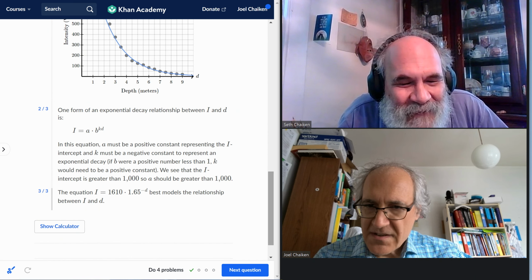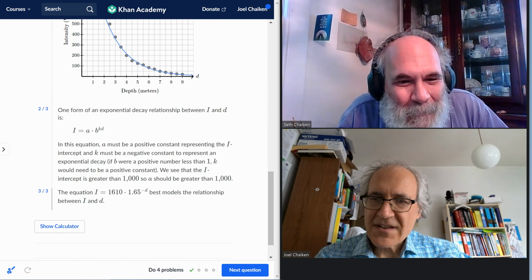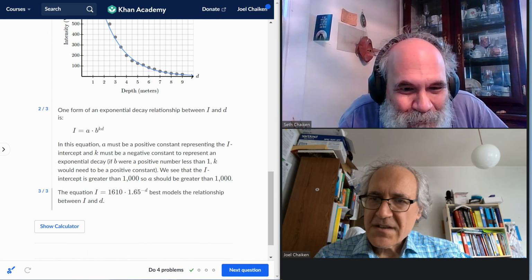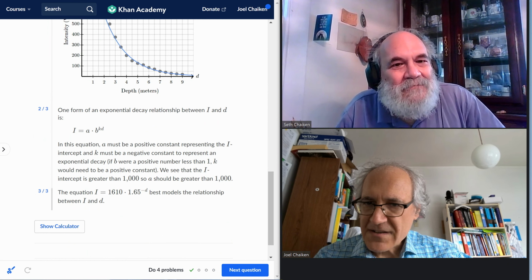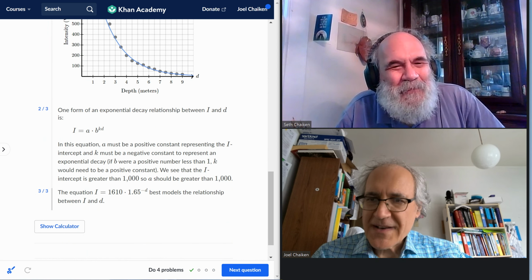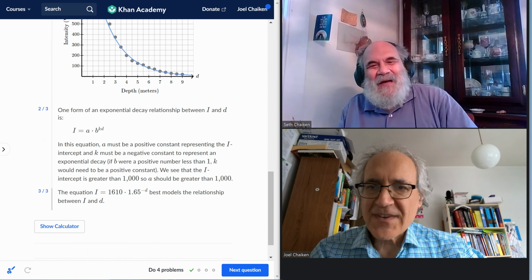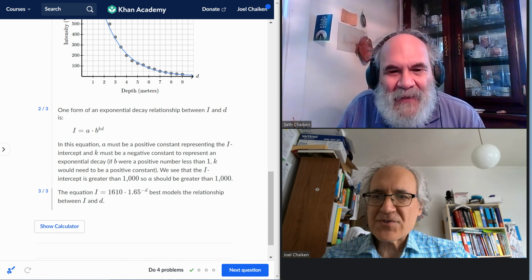And then it said here that the y-intercept is greater than 1,000, so A has to be greater than 1,000. A must be a positive constant. K must be negative to represent an exponential decay.